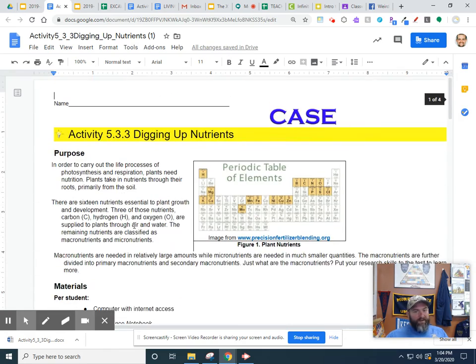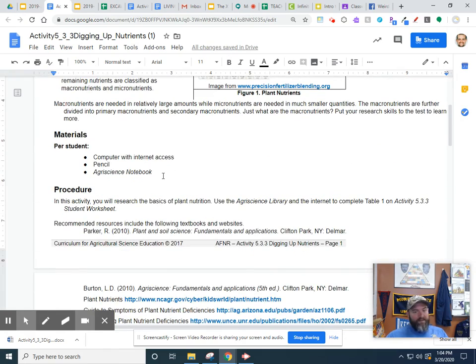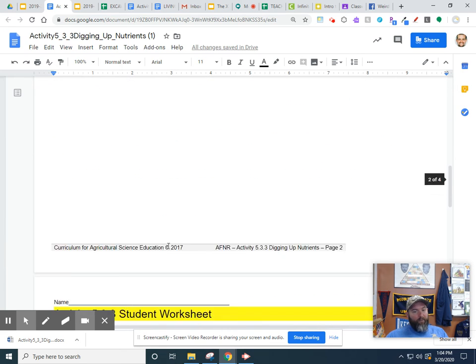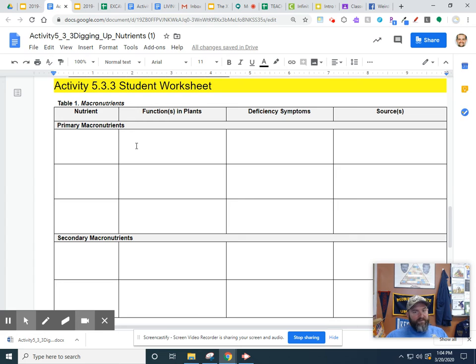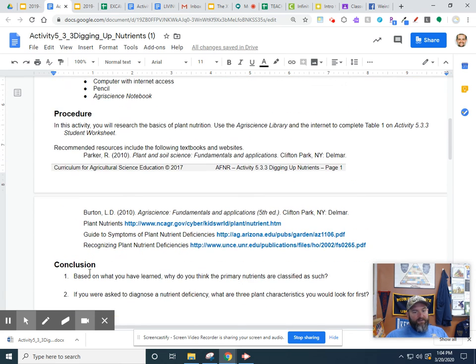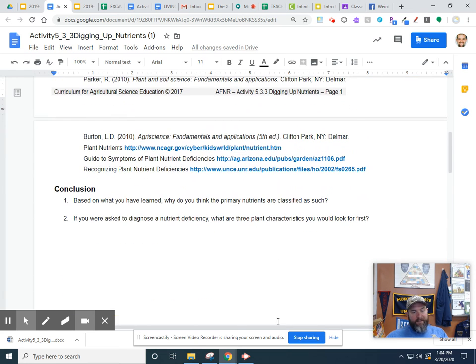So that's what you're doing, and you've really got 2 days to do this. So you have Monday and Tuesday to finish this out. But I want this chart to actually be filled in. So what do those things do in plants? What are deficiency symptoms? What are the sources? And also make sure you answer conclusion questions in complete sentences.